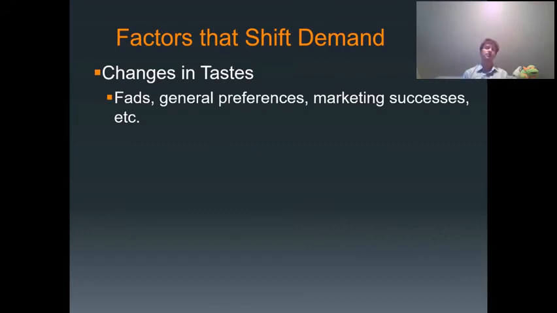Changes in taste, this is probably the easiest one to understand. If there is a successful ad campaign, if there is a fad, if just generally people like things better, demand will increase. If there's a public perception that whatever the good is terrible for you, then demand will decrease. It's a very easy thing to understand.